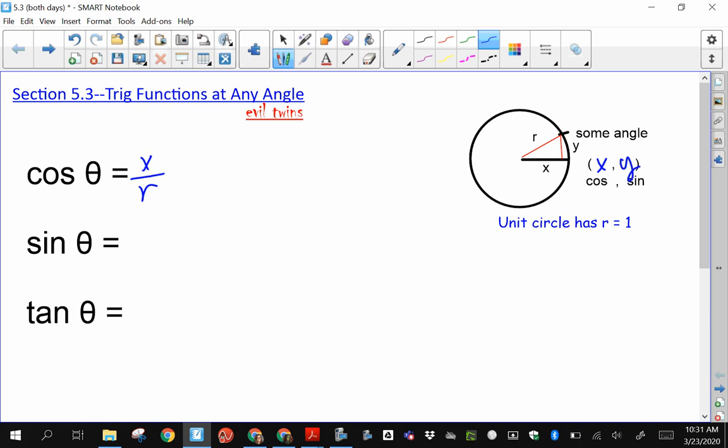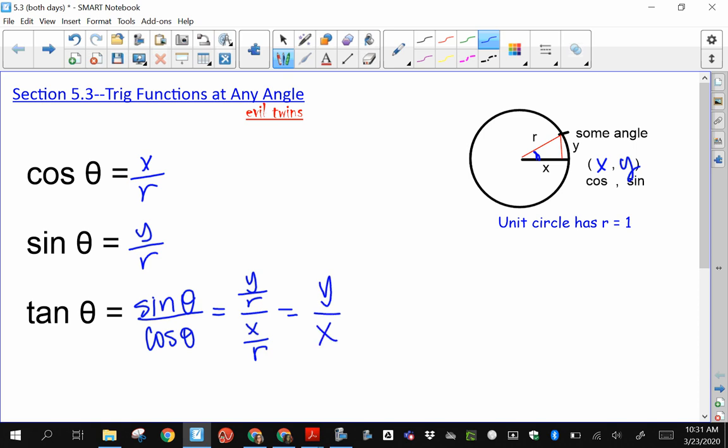The x length divided by the radius of the circle. Sine would be opposite over hypotenuse, opposite from that reference angle. So y divided by r. Remember that tangent can be equivalent to sine over cosine. That's really important. And if we were to set that up, that would be y divided by r divided by x divided by r. If you multiply by the reciprocal, you end up with y divided by x.